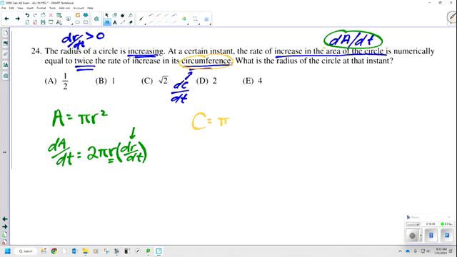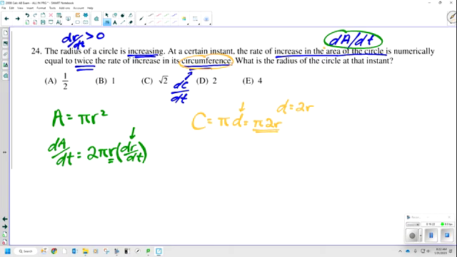Circumference is pi times diameter. But let's remember, diameter is 2 times the radius. So I'm going to put pi in, and for diameter, I'm going to put 2 times the radius. Okay. So now I'm going to take the derivative of this.